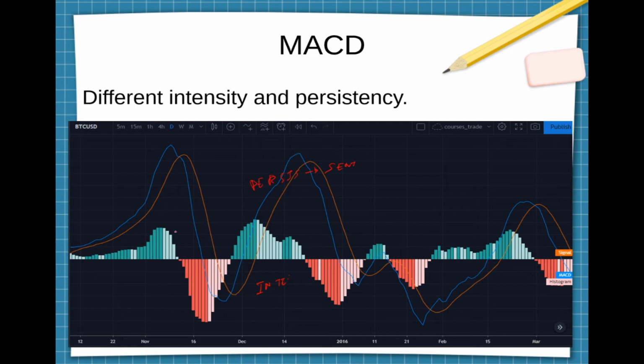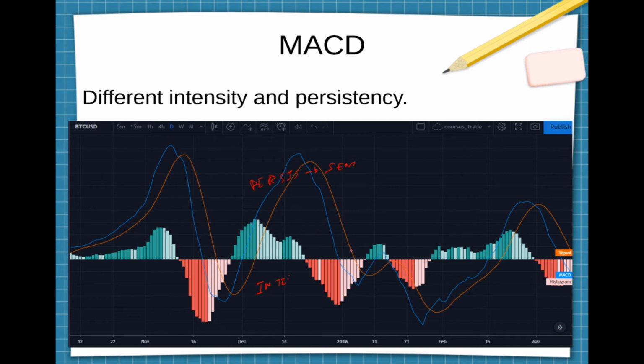Same situation here. You have this column right here that is very intense, but this one is a little bit higher. So the bull sentiment here is more intense, and after that you have a bull sentiment here. These columns are taller, so this bull sentiment is more intense than the one here. Later on, you have another bullish sentiment, and this is clearly less intense and less persistent than this one.